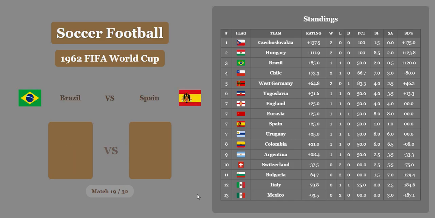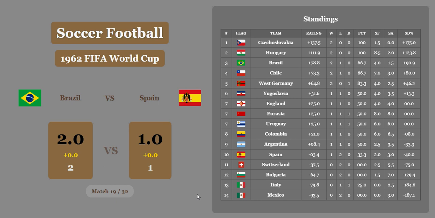Match 19 coming up. Brazil versus Spain. It's an important one for both teams. Brazil takes it though, and Spain's struggling so far. Brazil's rating falls on the score difference, but they maintain 3rd place.